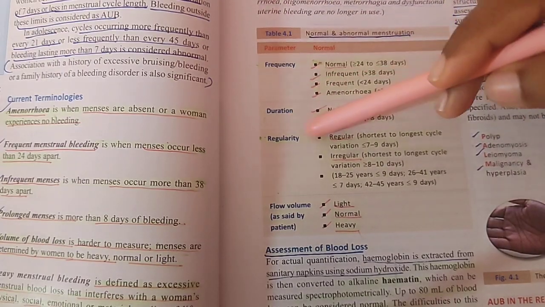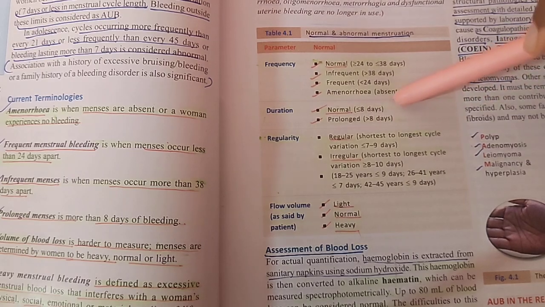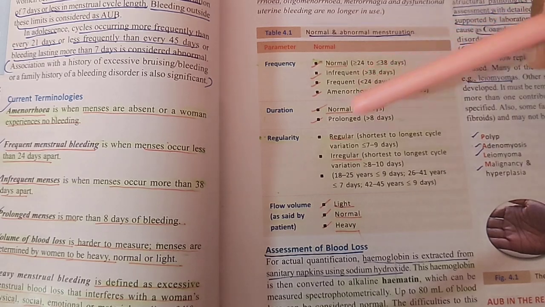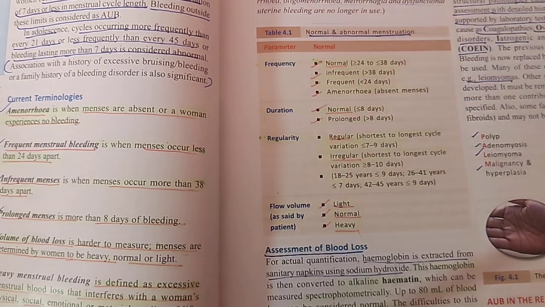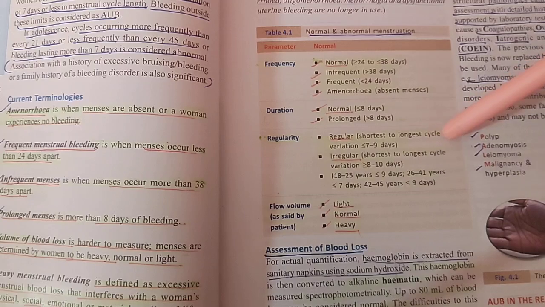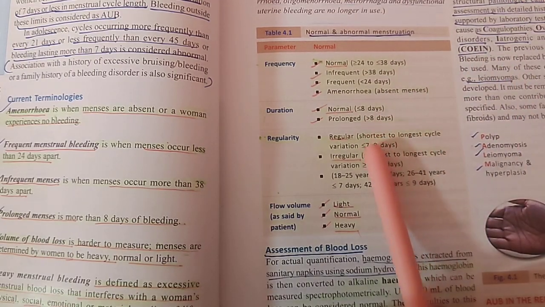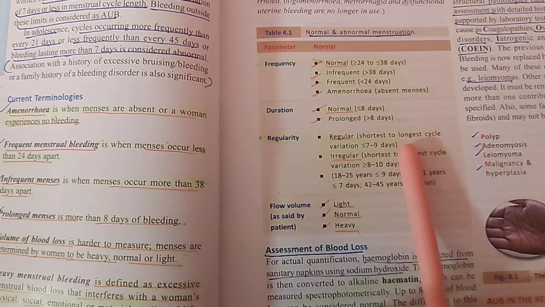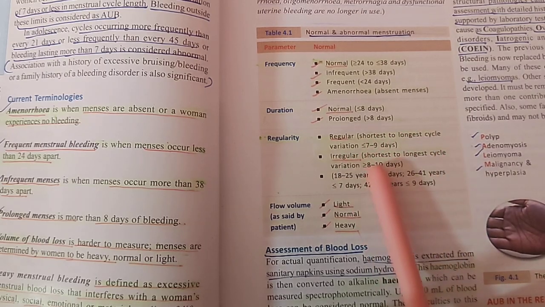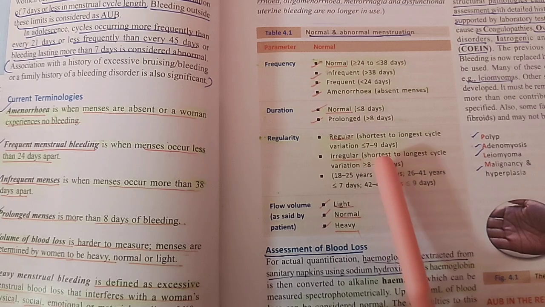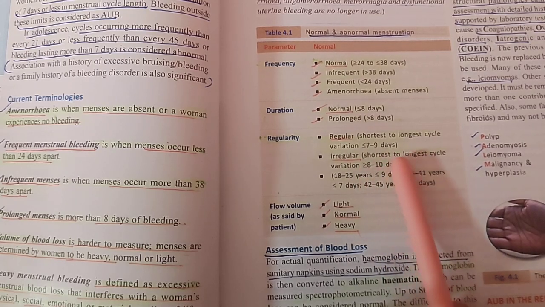Menses is not there. And this is duration. The normal duration is less than or equal to 8 days, and prolonged means greater than 8 days. Next is regularity. For regular cycles, the shortest to longest cycle variation is less than or equal to 7 to 9 days. In case of irregular, the shortest to longest cycle variation is greater than or equal to 8, up to 10 days. That's the irregular variation.